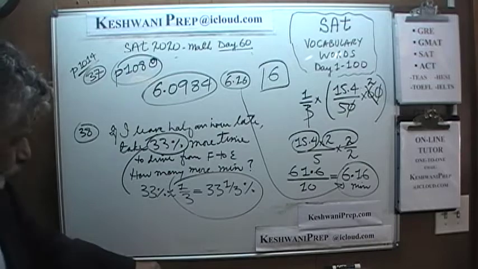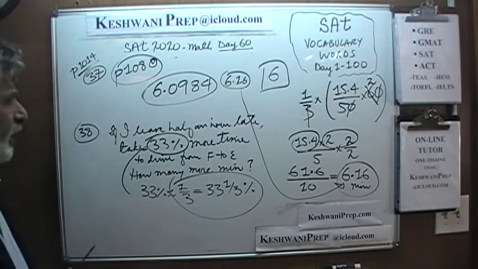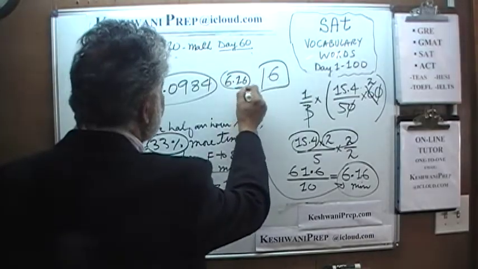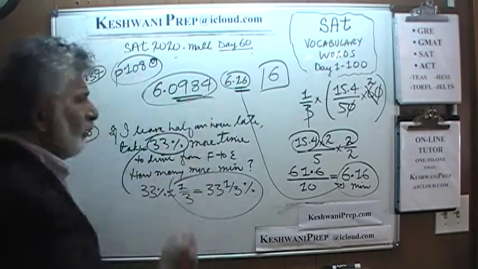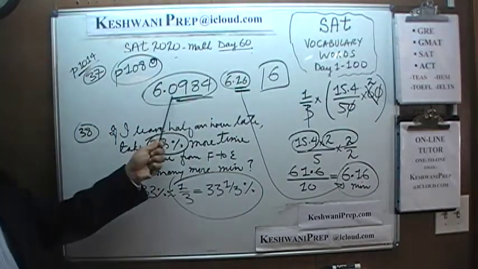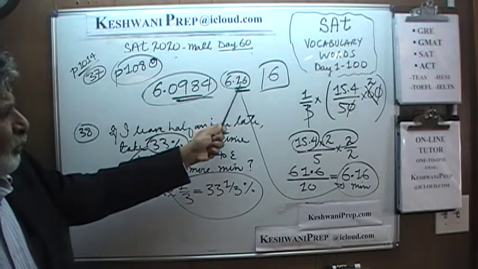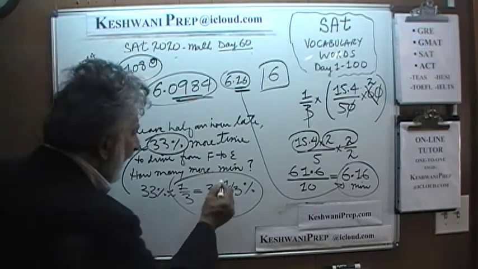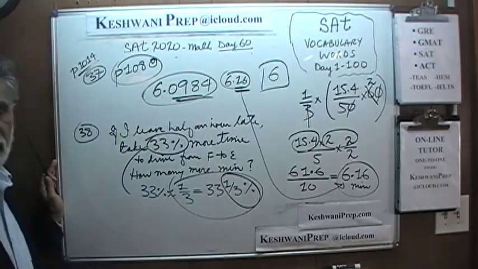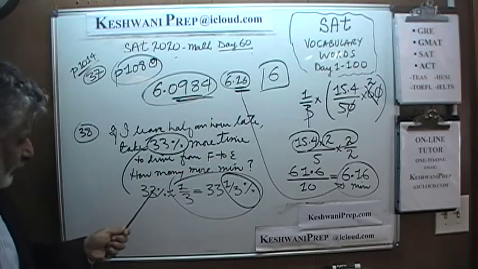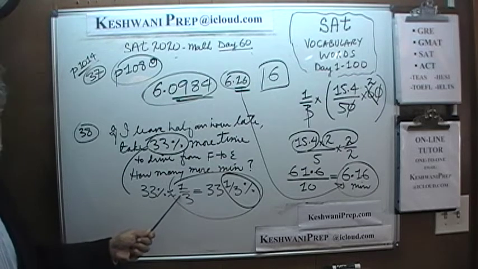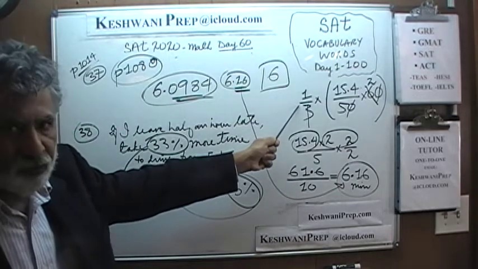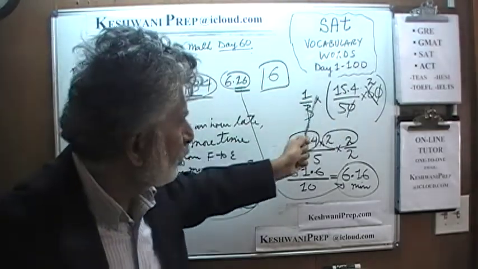Why is it taking slightly more time than what it's supposed to? We're supposed to take 6.1 minutes. Why are we taking 6.16 minutes? The reason is because we added 1/3 percentage more. We assumed that 33% is equal to 1/3. That's what that 1/3 is. We figured out the 1/3 of our actual time.